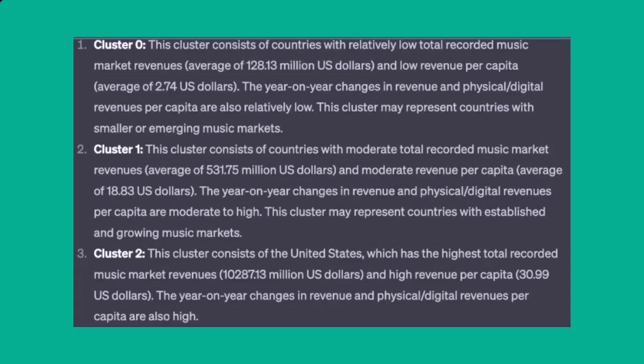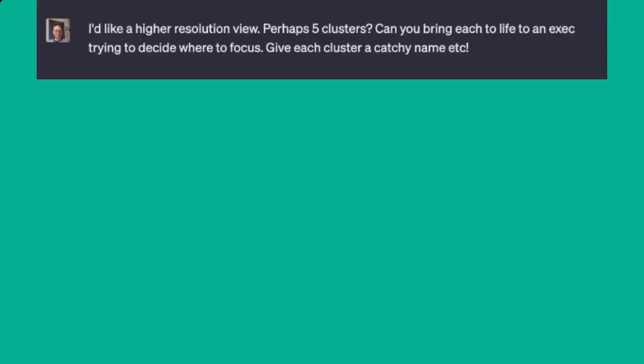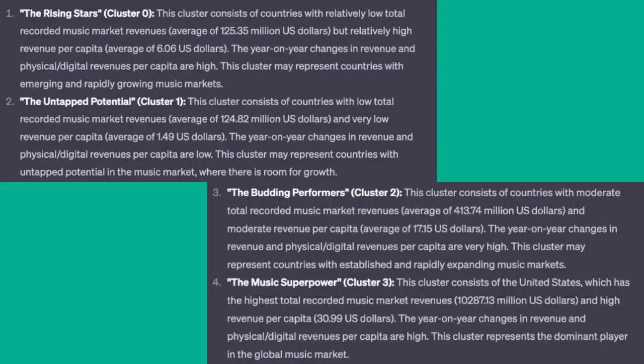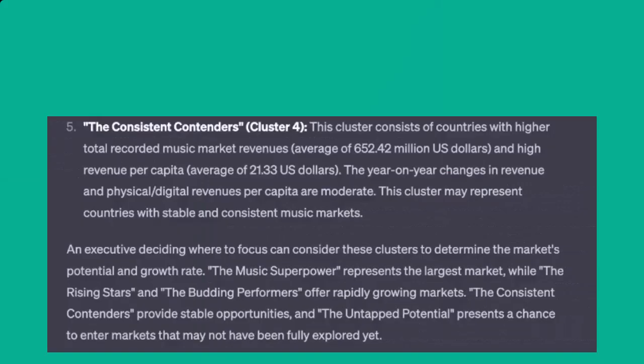It created 3 clusters of data and provided key statistical values such as market revenue and revenue per capita. He further asked to create 5 clusters of data instead of 3, along with better elaboration and some catchy names instead of cluster 0 or cluster 1. ChatGPT then generated the code and executed it, coming up with 5 clusters of data. It also provided catchy names for each cluster and better elaboration on the results. It also summarized the key points to focus on for these clusters.